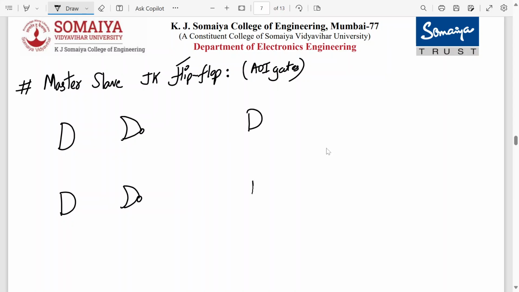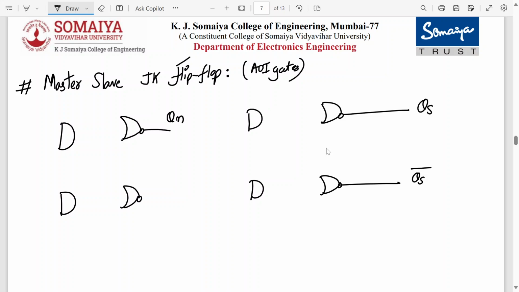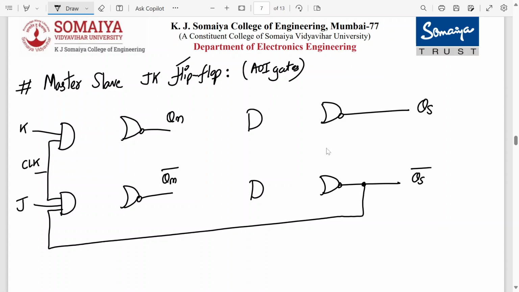Alright, so these are my individual JK flip flops using AOI logic. Finally, this will be QS, Q slave bar, and this output will be Q master bar, correct? And your input will be clock. It has to be in this manner only, whereas NAND gate it's very simple. This is K, this is J, this will go over here and join to the slave. This will go over here.